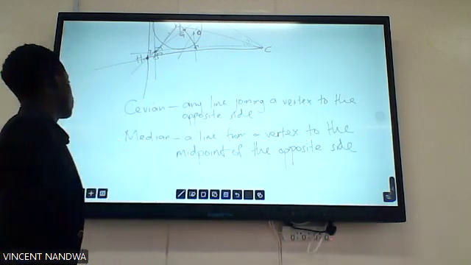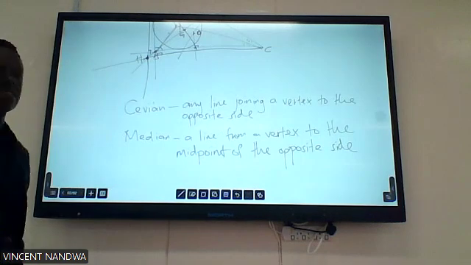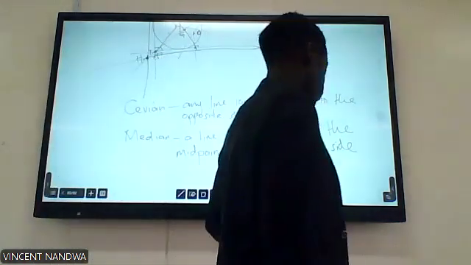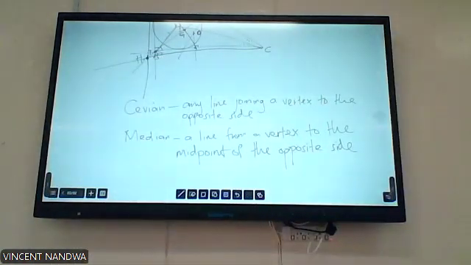That's what I have. I have a trivium and a median. A trivium is any line joining a vertex to the opposite side. A median is a line from a vertex to the midpoint.